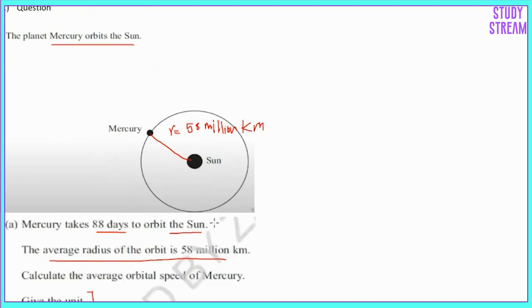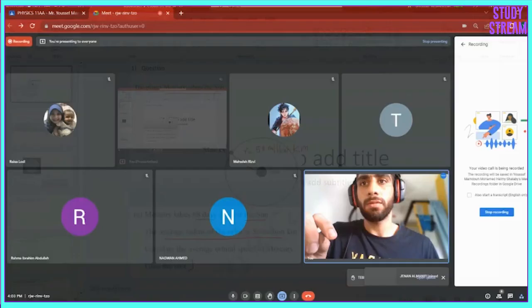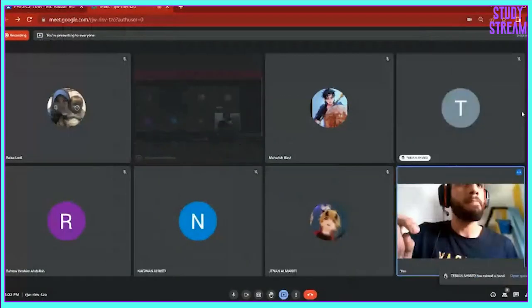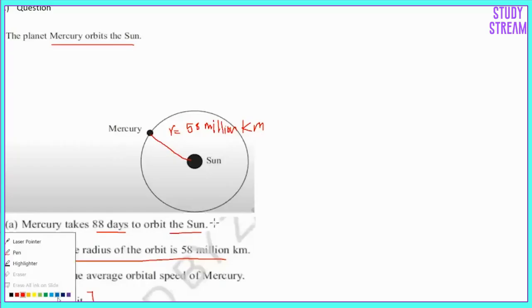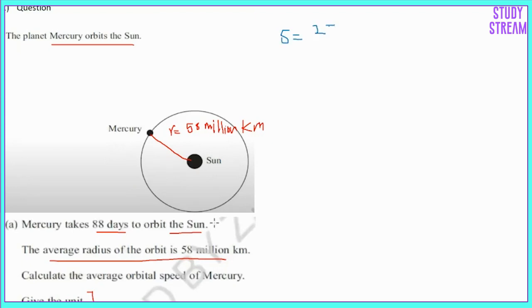Okay, let me just get to the chat one second. Tibian. Okay, let's go with Tibian. What is the formula you need to use? Speed equals 2 pi r over time. Okay. Now your time and r are given, right? So how can you substitute?